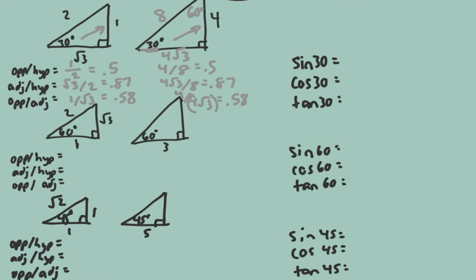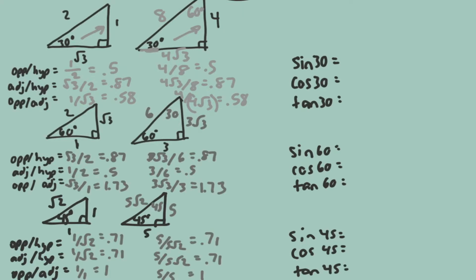If you do the same thing for the remainder of the triangles, here's what you get. Then, if you look at your calculator, you'll see a sine button, a cosine button, and a tangent button. First, make sure your calculator is in degree mode. So at the top, click on mode and then go down and click on degree. And then you can quit out, second quit or second mode.